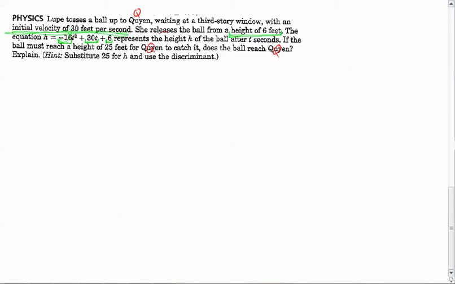So here we go. We can now deal with the equation at hand. So it tells us the ball must reach a height of 25 feet for Q to catch it. So that means we're going to make, and they actually were very, very nice here. They said substitute 25 for h. So we're going to go 25 equals negative 16t squared plus 30t plus 6.